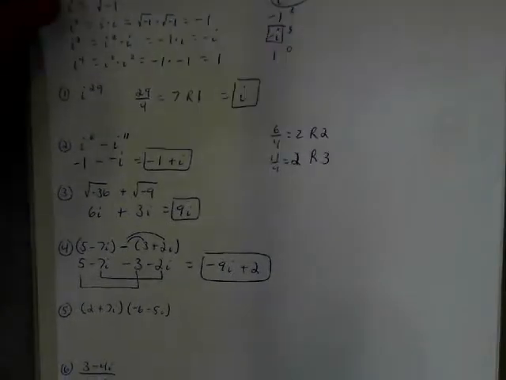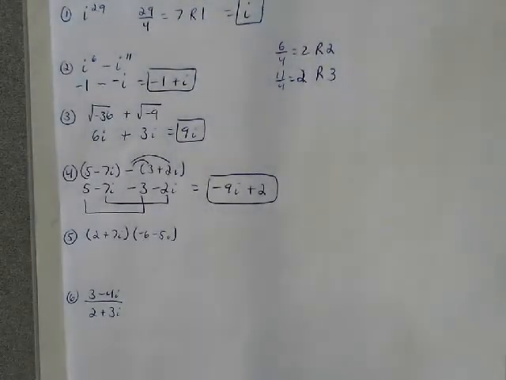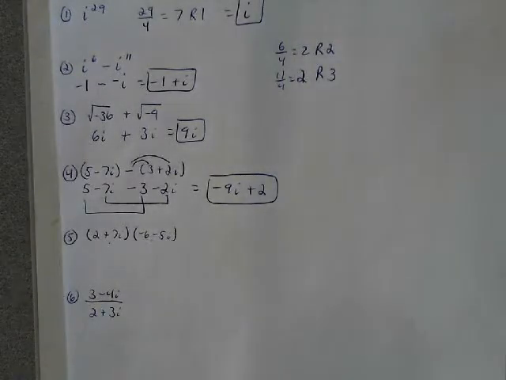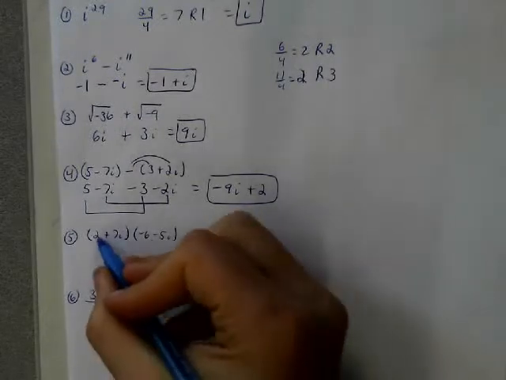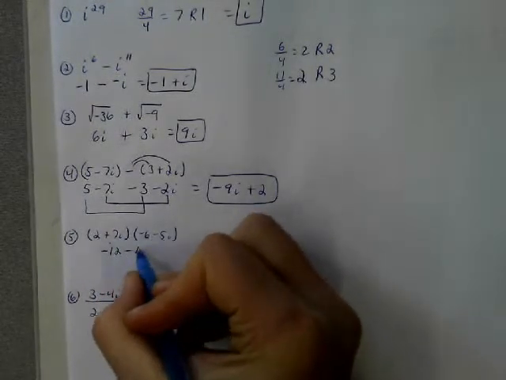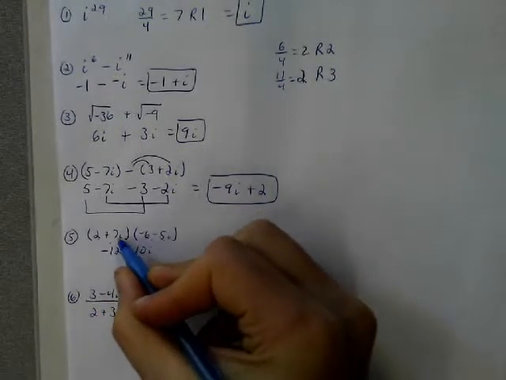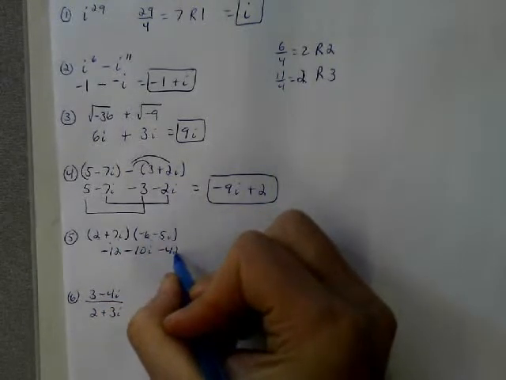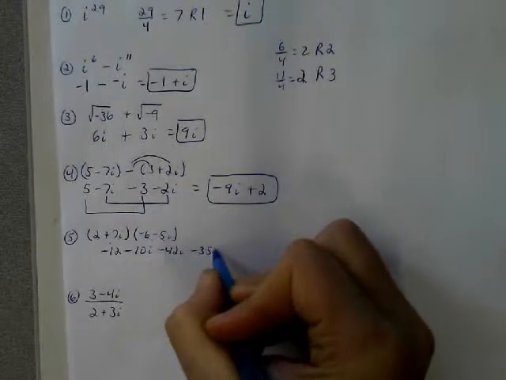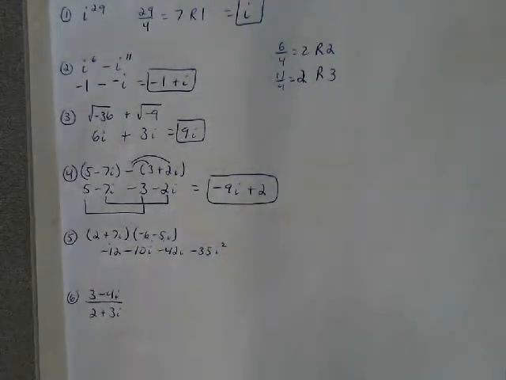On the fifth problem, we can multiply, just like we multiply variables of this nature. This problem here is a binomial times a binomial, therefore we can FOIL it. So 2 times negative 6 is negative 12, 2 times negative 5i is negative 10i, 7i times negative 6 is negative 42i, and 7i times negative 5i is negative 35i squared.